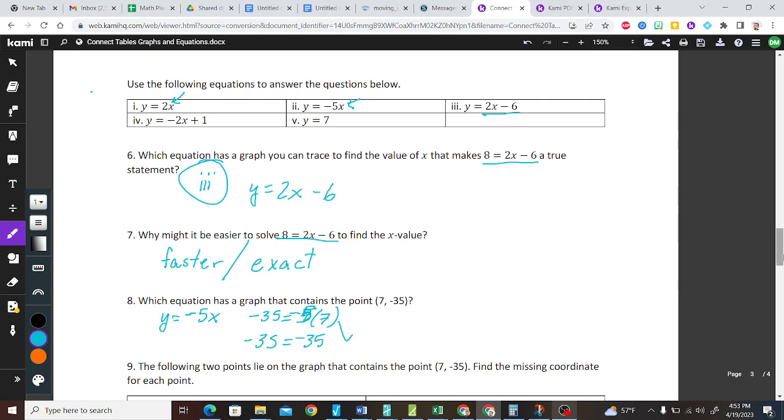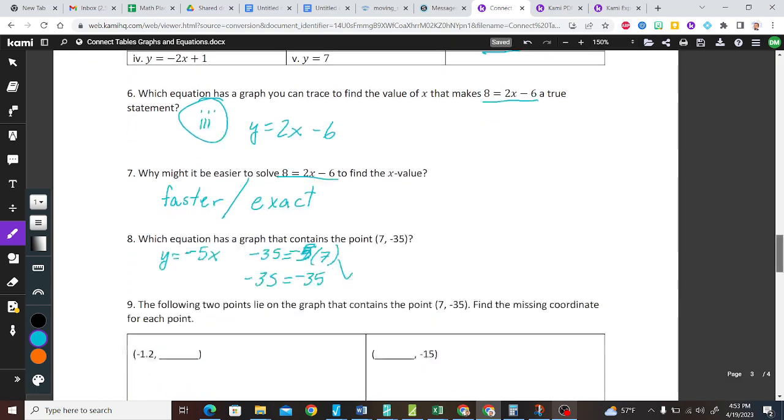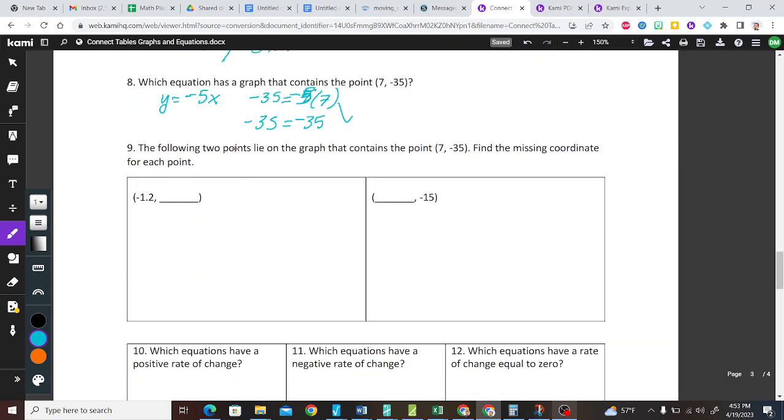So we found the equation, and so down here it says, the following 2 points lie on the graph that contains that point. So we're still going to use y equals negative 5x. Find the missing coordinate. Well, in this case, we have x. We're missing y. So negative 5 times negative 1.2.